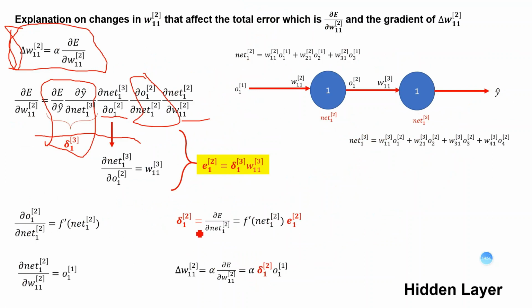So then we get the third one of the hidden layer: delta E over delta net 1 of the hidden layer is equal to f prime net 1 of the hidden layer multiplied by the local error 1 of the hidden layer. The update weight of 1 1 of the hidden layer is equal to alpha multiplied by delta E over delta W 1 1 of the hidden layer. So it equals alpha multiplied by delta 1 of the hidden layer multiplied by the output 1 of the first layer. So this is about the process of the hidden layer.